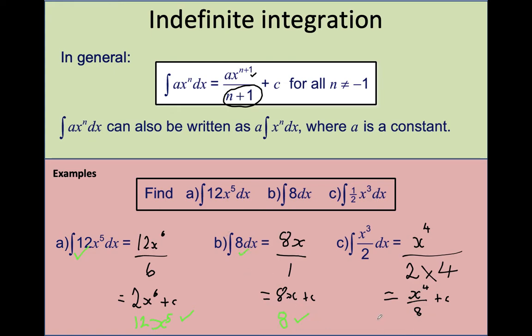Finally, let's differentiate this one. We are going to have 4, because the power comes in front, x to the power of 3 over 8. 4 over 8 simplifies to 1 over 2, 1 over 2 x cubed. Now please note that 1/2 x cubed is exactly the same as x cubed over 2.